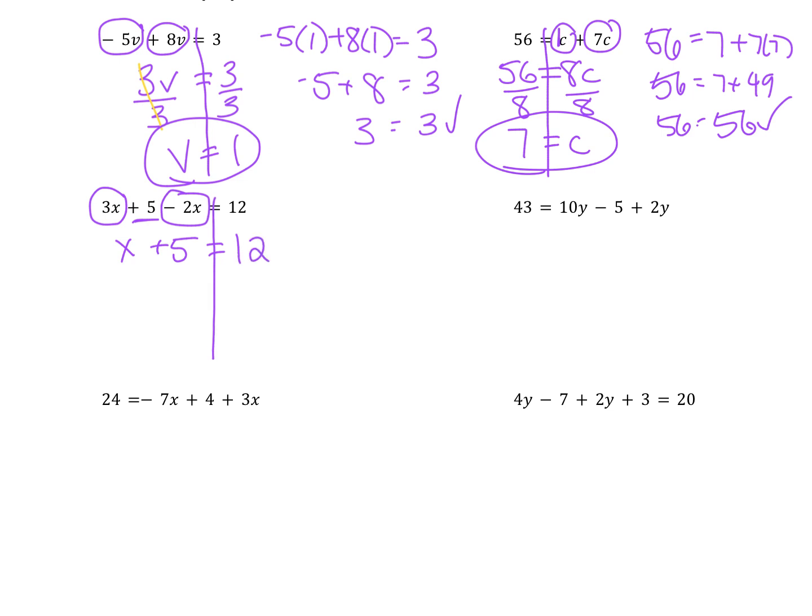From here, all we need to do to get x by itself is to subtract 5 on both sides. Those 5s are going to cancel out. We're left with x on the left. On the right, we are doing 12 minus 5, which is 7. Here is our final answer. Remember to check your answer, so we're going back to the original equation. Replace x with 7.